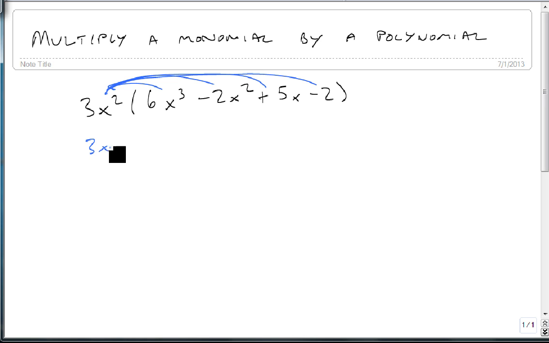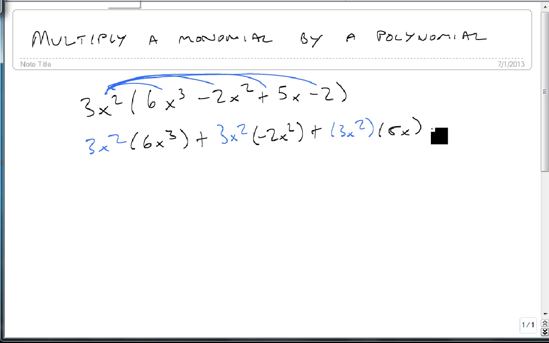So we get 3x squared times 6x cubed plus 3x squared times a minus 2x squared plus 3x squared times 5x plus 3x squared times 2. And now we just multiply the individual monomials by their monomials.